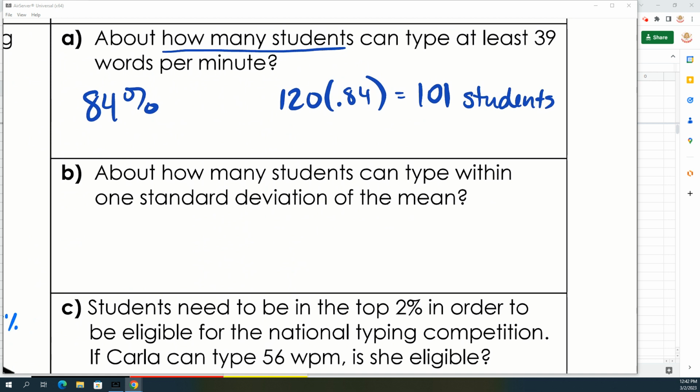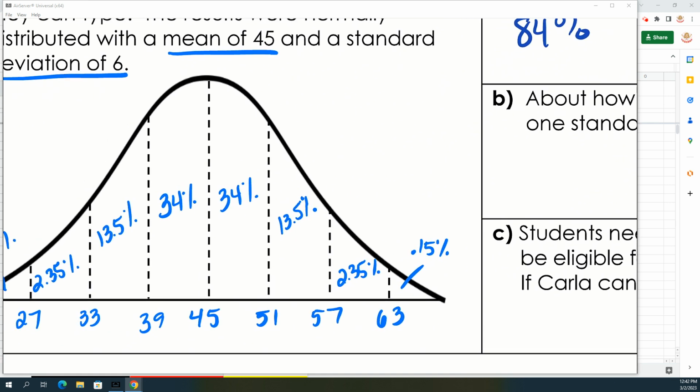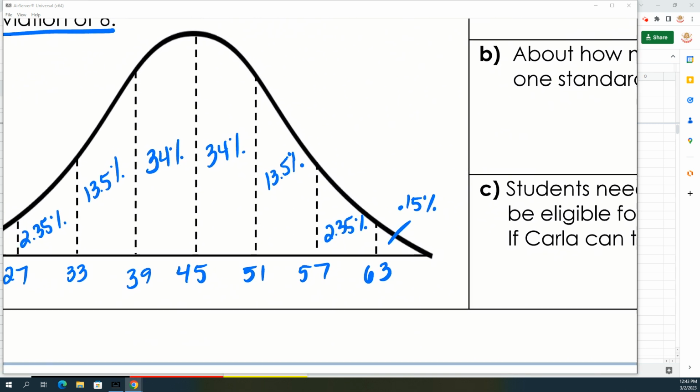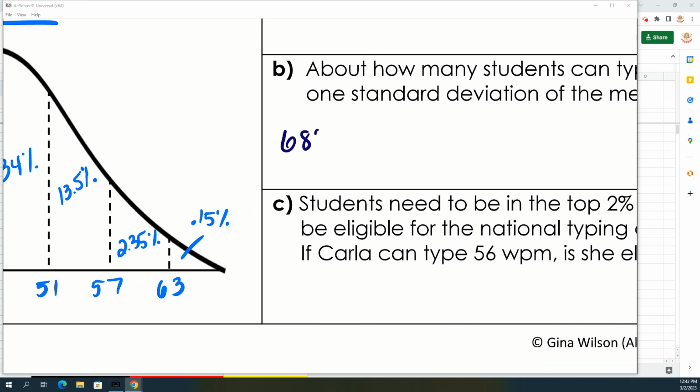And then B, about how many students can type within 1 standard deviation of the mean. That's worded differently from what you're kind of used to. Here's the mean. 1 standard deviation away is 1 standard deviation to the left and 1 standard deviation to the right, so this is what we're adding. It should be 68%. So 1 mark on each side of the mean is 68%. And it's asking again how many students, so we would multiply.